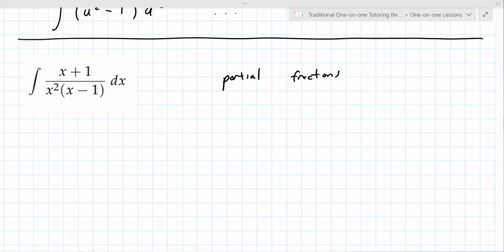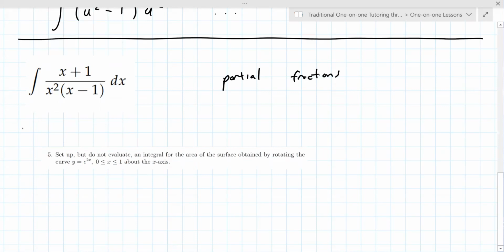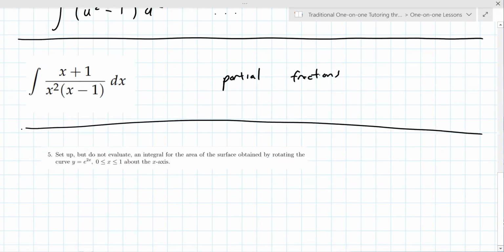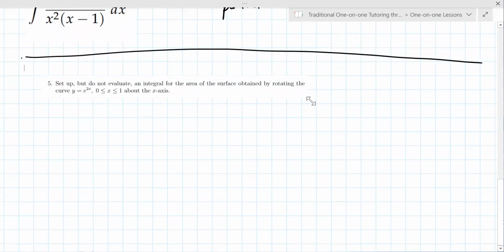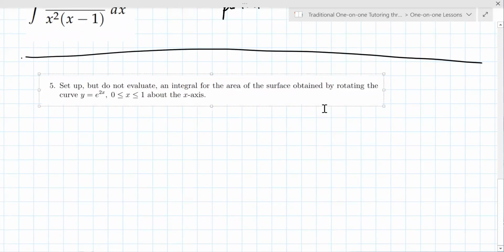Any chance your final exam is multiple choice? No. Okay. The reason I ask is this one was a multiple choice problem, but I can clear those out and we can just look at this one. Set up, but do not evaluate. This actually looks a lot like the one that we were doing last night.